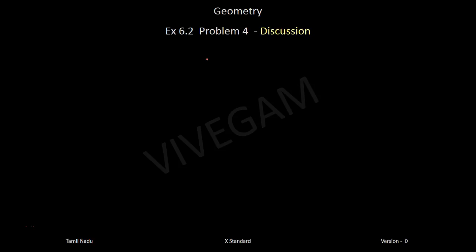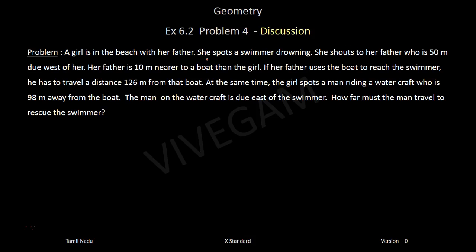Exercise 6.2 Problem 4 Discussion. A girl is on the beach with her father. She spots a swimmer drowning. She shouts to her brother, who is 50 meters due west of her. Her father is 10 meters nearer to a boat than the girl.